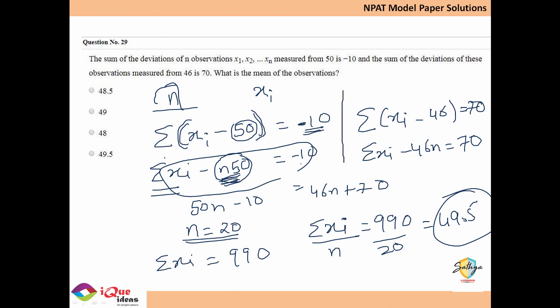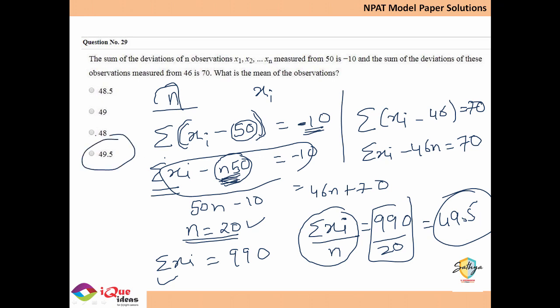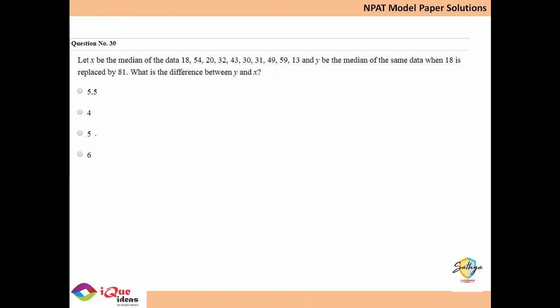So I take the two equations, find the value of n, I find out the value of sigma xi, and the sum of all observations divided by the number of observations is nothing but the simple mean. So the answer is 49.5. So this is a medium level question. It requires a little bit of understanding of statistics. If you understand statistics and simple deviation and mean of deviations, then this is a simple one to understand. If not, it's okay to leave the problem.